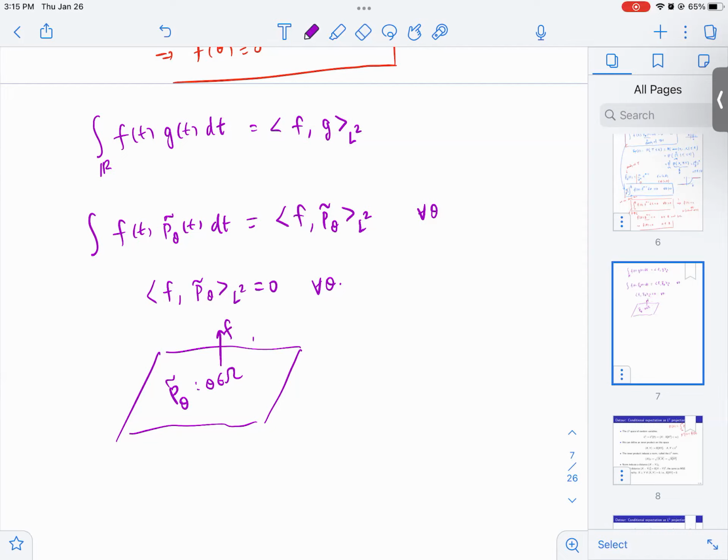For example, in R^d, if f is orthogonal to the first basis vector, the second basis vector, up to the d-th basis vector, then the first component is 0, the second component is 0, and so on. So f has to be 0. If you gather enough vectors and you're orthogonal to enough things, then you have to be 0. This is the one functional analysis view which I really like.